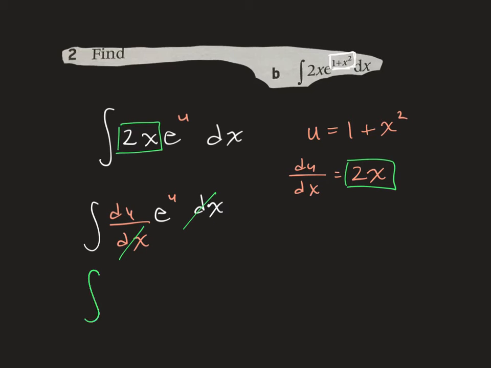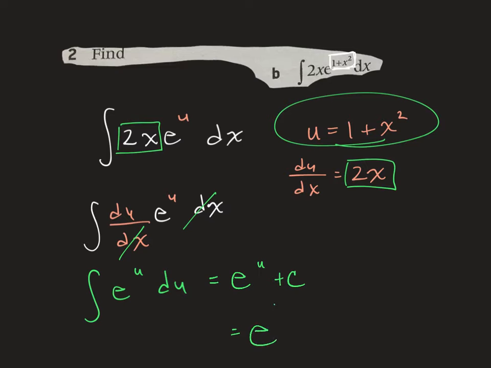So again, that's kind of weird, du is simultaneously an operation and part of the equation, which is sort of a weird thing. But now we just have e to the u. I know how to deal with that. That's just e to the u plus c. And then if we replace u, we get the answer is e to the 1 plus x squared plus c. That is my original function. Okay, cool.